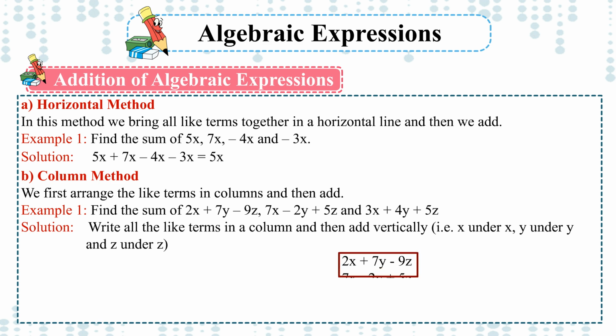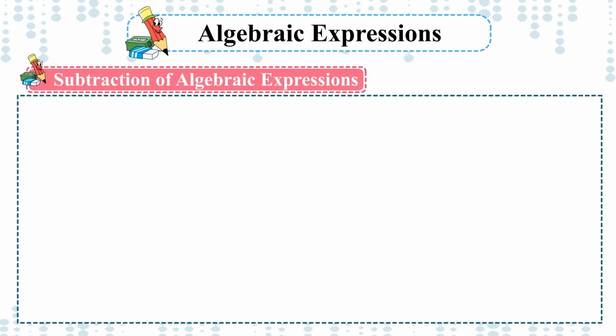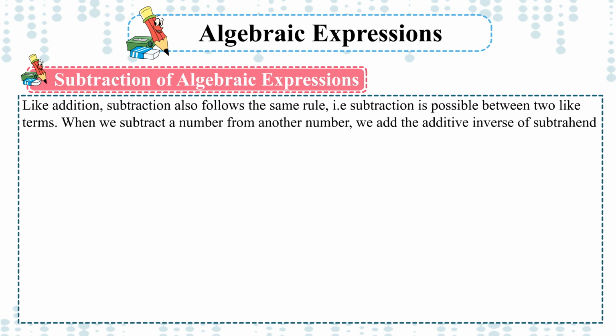Example 1. Subtract 8 from 12. Solution. Subtract 8 means we add additive inverse of 8 to 12. Additive inverse of 8 is minus 8. So, 12 minus 8 is equal to 4. Subtraction can be done either in column or horizontally by combining the like terms after changing the sign of the terms to be subtracted.